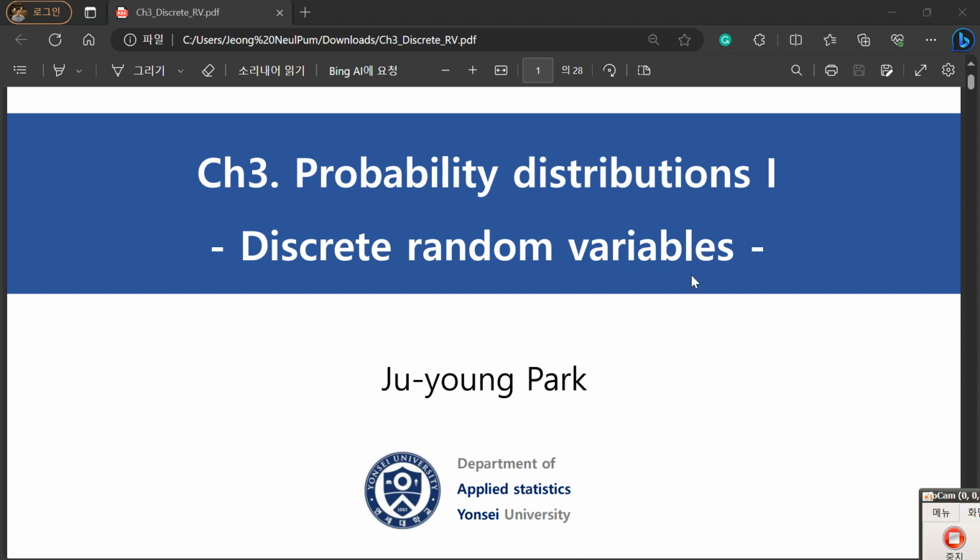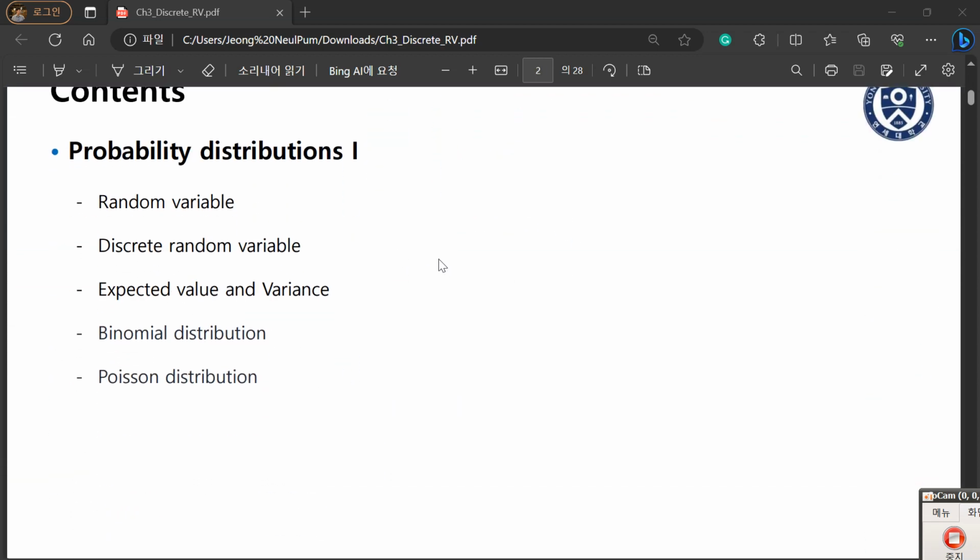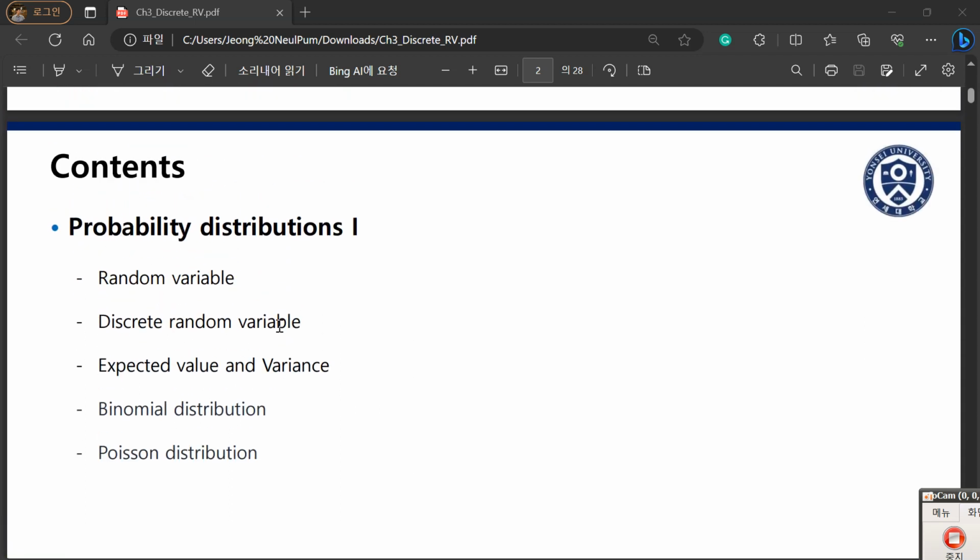Hi, this is the third week of the TA practice. We are dealing with chapter 3 now, only for the discrete random variable. I heard that you learned about what a random variable is, especially the discrete random variable, as well as other distributions like the binomial or Poisson distribution.